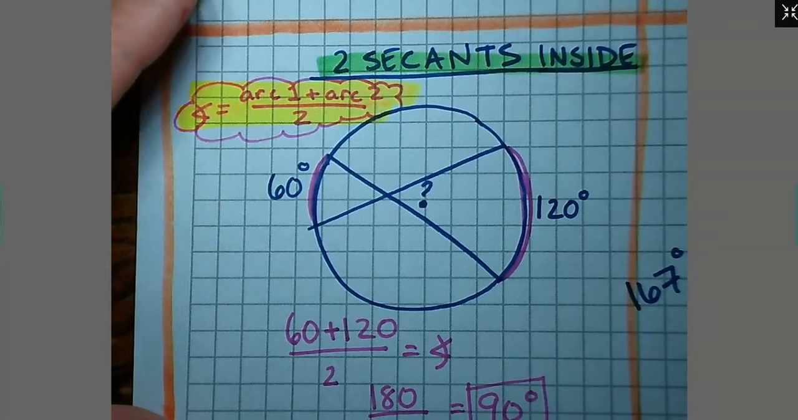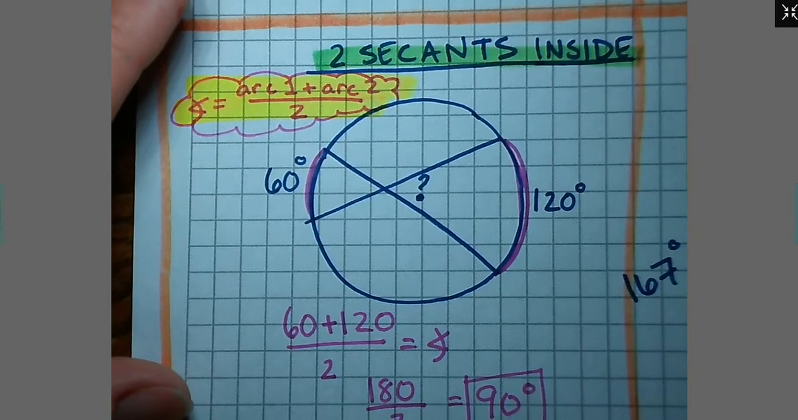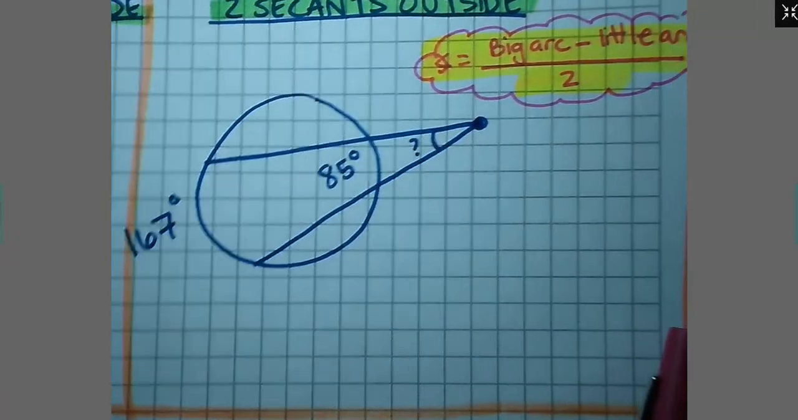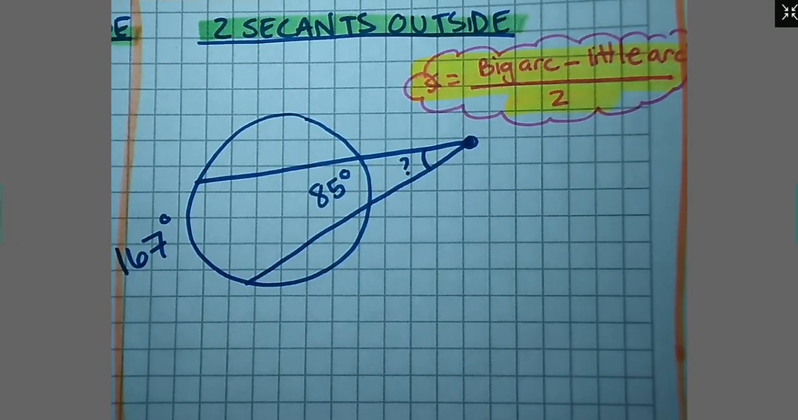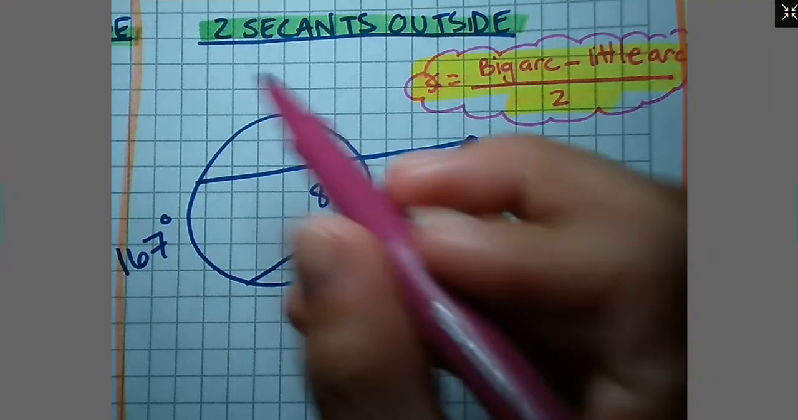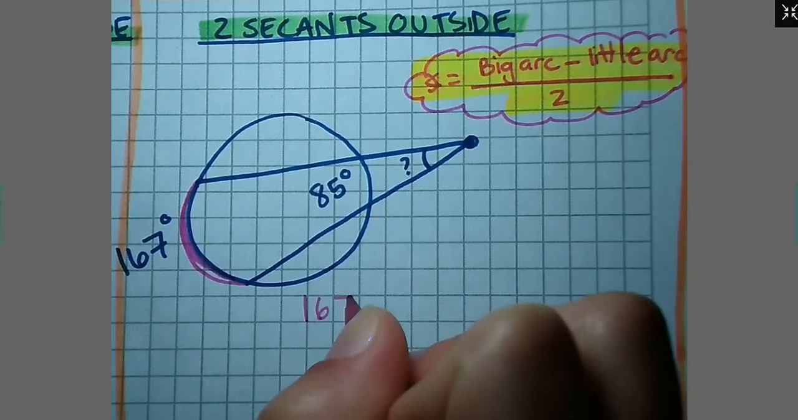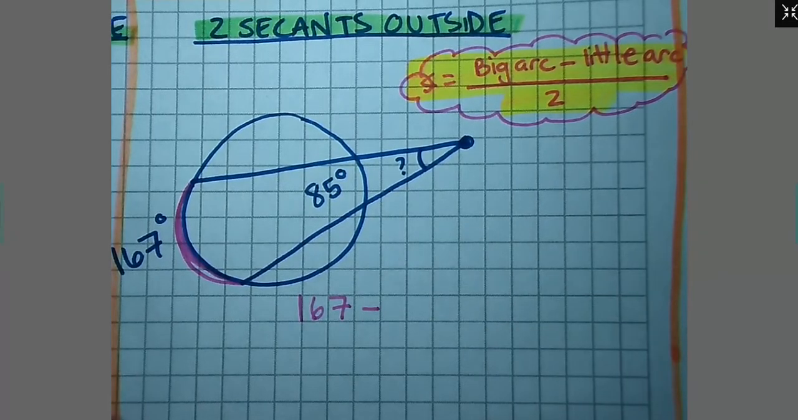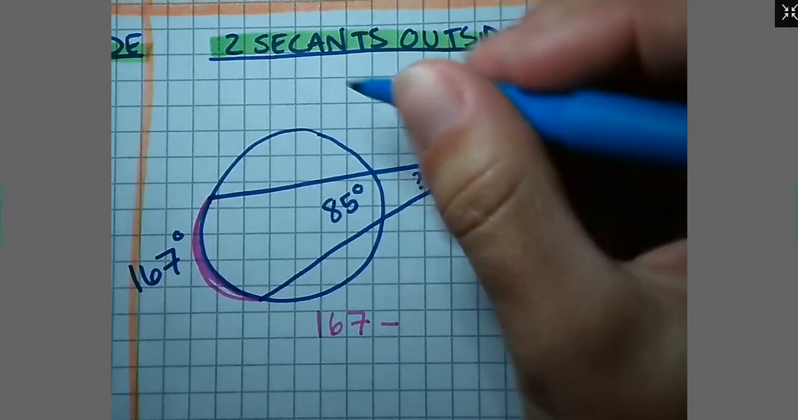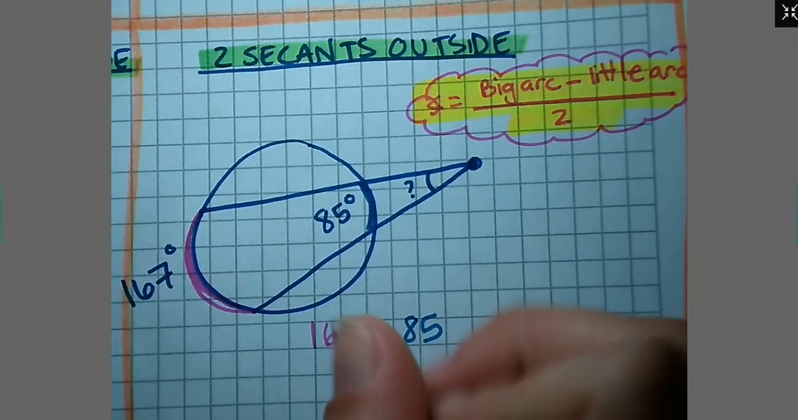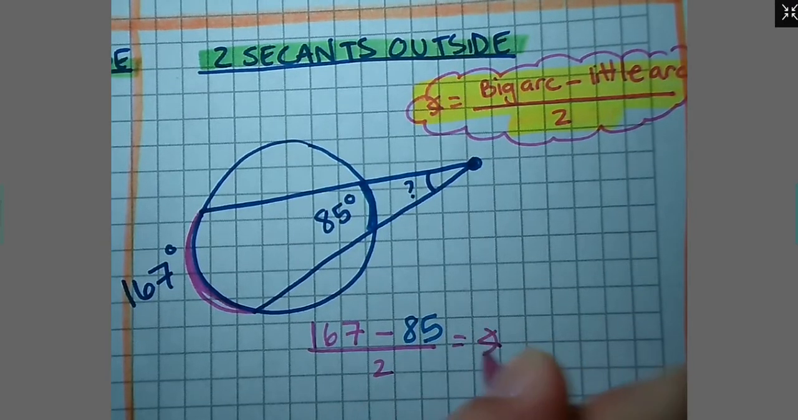And then the last type of problem that we're going to do is two secants outside of the circle. So let me show you what this one looks like. Here's your two secants on the outside. And it's actually the same formula as one tangent and one secant. So it's big arc minus little arc divided by 2 equals the angle. So we're going to do big arc, which is 167, minus the little arc, which is 85. And then all of that divided by 2 is going to equal your angle on the outside.